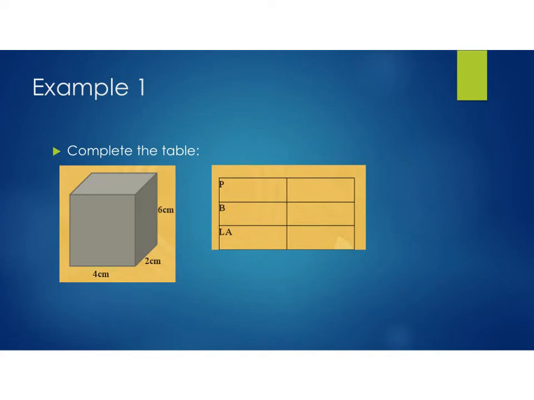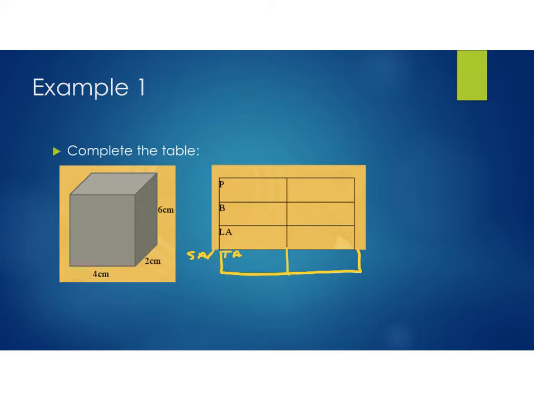So let's take a look at our first example. It's asking us to complete the table. Now I'm actually going to also add one more box here. We're going to add the surface area, or call this total area.